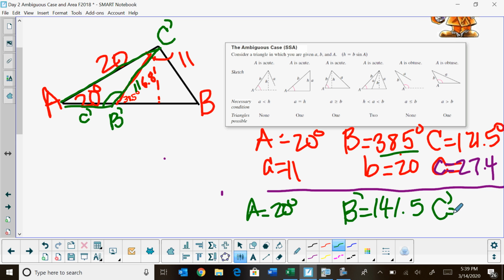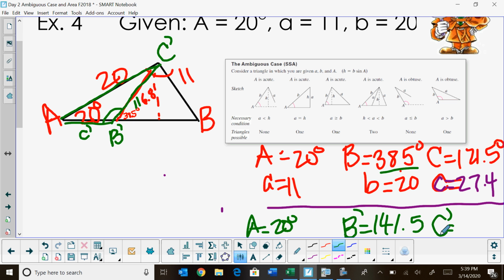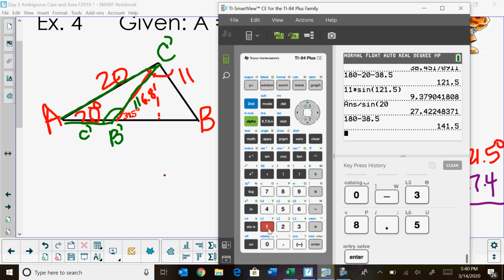C, whoops, I need to call these primes. C prime, we don't know yet. Okay, A, little side a, still 11. That was a given. Side b, that was also a given. It's 20. But side c, we're going to call that little c prime. We don't know yet. Well, the easiest one to get, of course, is this C prime, because we know they just add to 180. So we're going to take 180 minus angle A, which is 20, minus B prime, which is 141.5, and that gives us C.